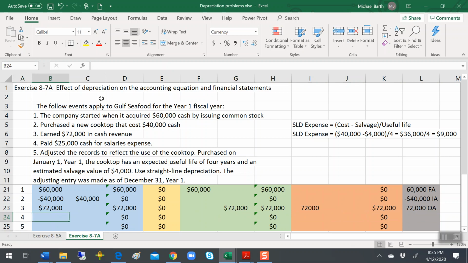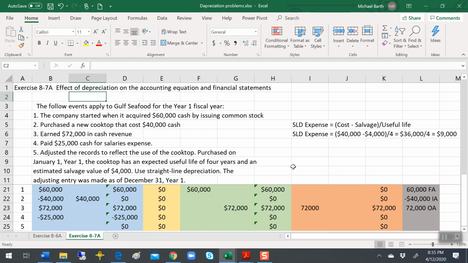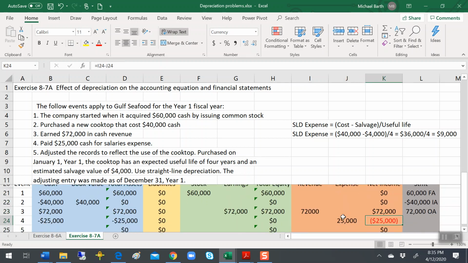But then we get to number 4. We paid $25,000 in cash for operating expenses. Now again, that's just the way this book's structured. You're doing this in multiple transactions. We could have done that all in the same fell swoop, but that's okay. Minus 25,000. I'm going to enter that as a positive, so it shows a negative over here in my net income column.